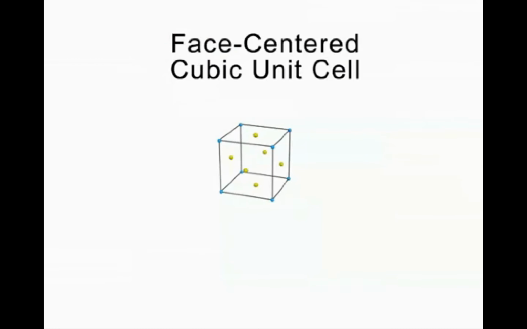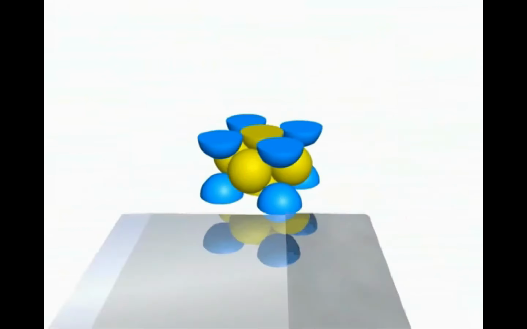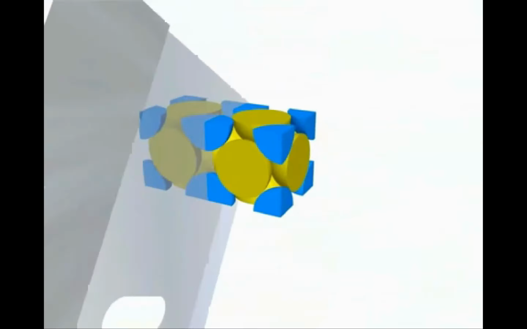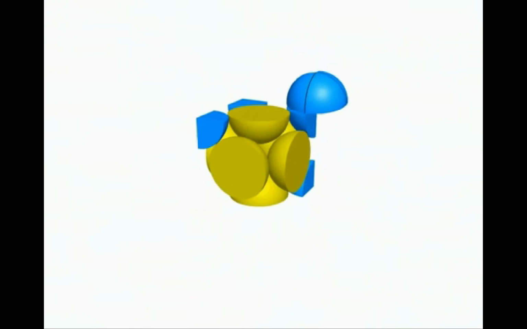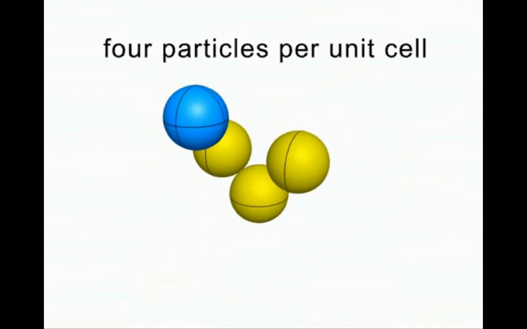The face-centered cubic unit cell has a particle at each corner and in each face, which are colored yellow here, but none in the center. The corner particles don't touch each other, but each corner does touch a particle in the face, and those in the faces touch each other as well. The actual unit cell consists of portions of particles at the corners and in the faces. 8/8 at the corners gives 1 particle, and half a particle in each of 6 faces gives 3 more, for a total of 4 particles.